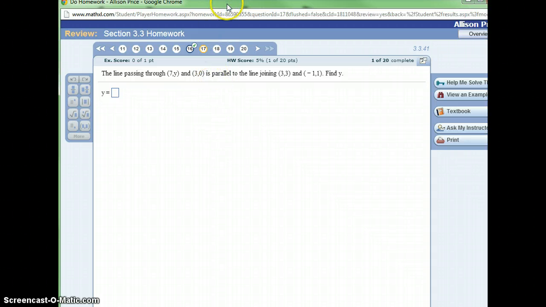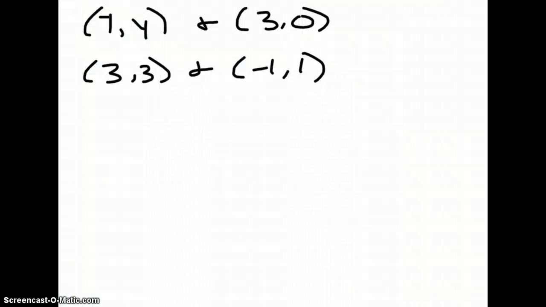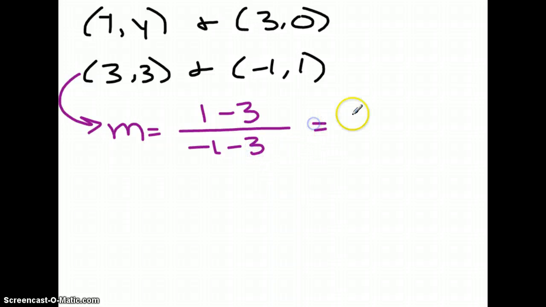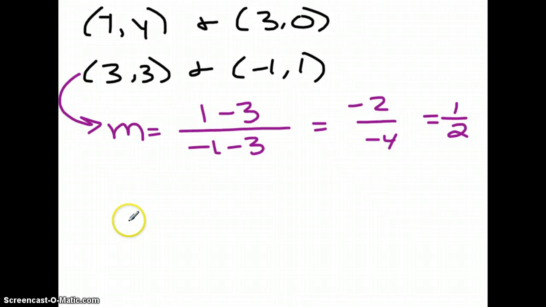So what I'm going to do is start by finding the slope of each of these lines. Let's take the set that I know everything about, which is actually the second set I was given. I'm going to find the slope there: y2 minus y1 over x2 minus x1. So 1 minus 3 is negative 2, over negative 1 minus 3 is negative 4. Two negatives, so we've got 1/2 as the slope.